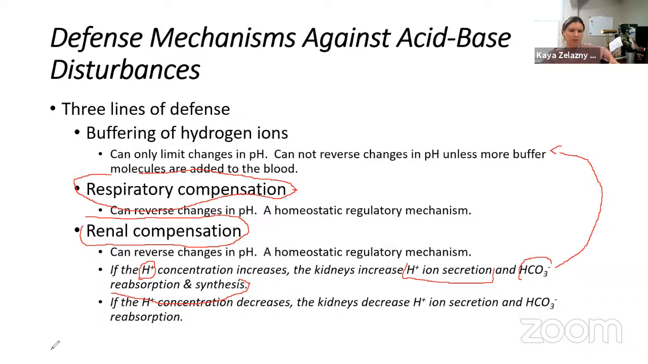The reverse can also happen if we decrease our hydrogen ions, right? If we're in alkalosis, we can stop secreting hydrogen ions, which means we keep them in the blood, and we would then also decrease how many bicarbonate ions we are reabsorbing into the blood, meaning that those hydrogen ions in the plasma stay free and unbound.